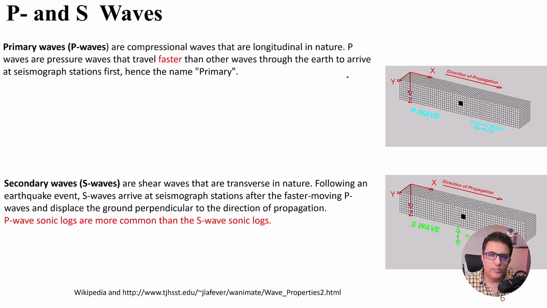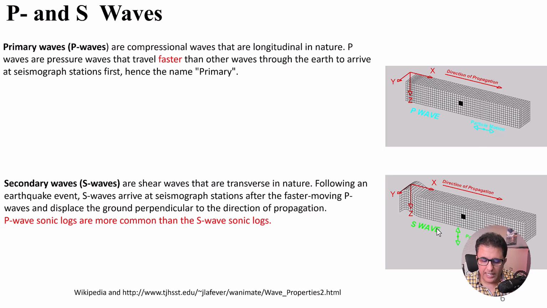Seismic body waves can be divided into two subcategories of primary or P waves and secondary or S waves. And as you see here, P waves are a kind of longitudinal wave. It means that the particle motion is parallel to the wave propagation direction. On the other hand, S wave is a kind of transverse wave. It means that the particle motion is perpendicular to the wave propagation direction.